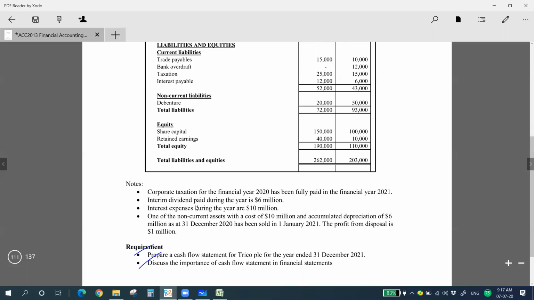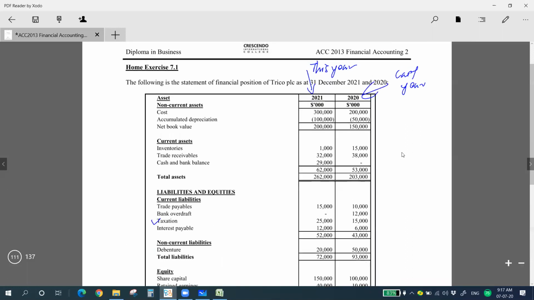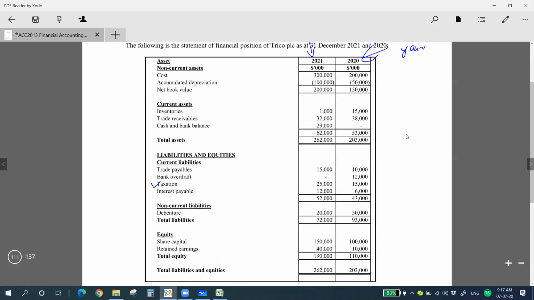All right, the first one: corporate taxation for the financial year 2020 has been fully paid in the financial year 2021. So for this, we have to look at the taxation here. Under your current liabilities, taxation at 2020 we have a balance of 15,000, and at 2021 we have a balance of 25,000. So we do some adjustment for this.